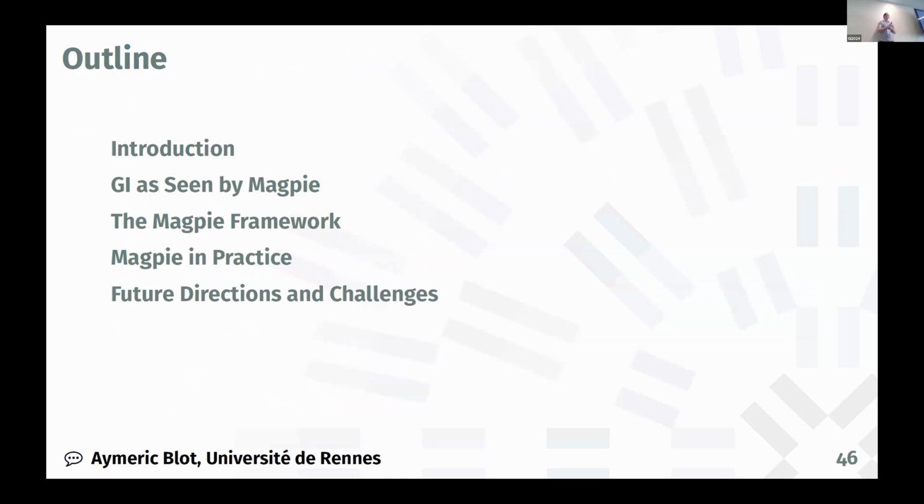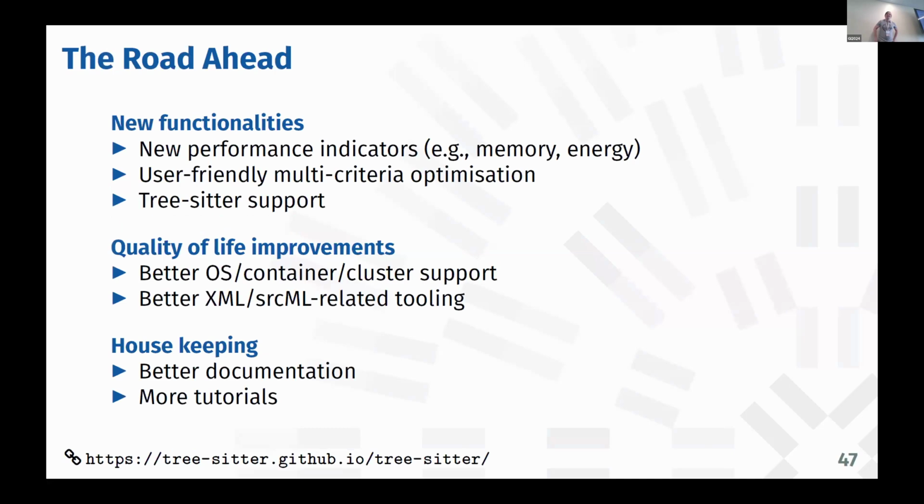And I have a little time to finish with future directions and challenges. So I think that's 2 slides. So what do I want to do myself with Magpie in the future? The next thing I think is performance indicators. We have mostly execution time on repair, and it would be really nice to have some out-of-the-box indicators for memory or energy.